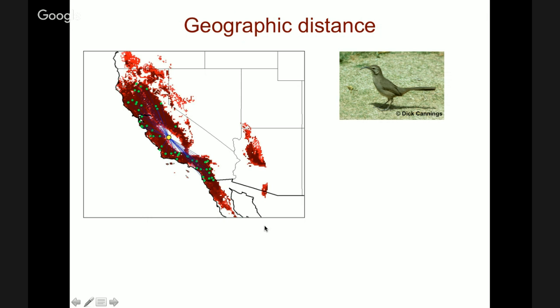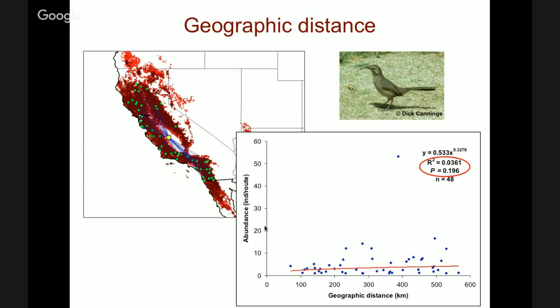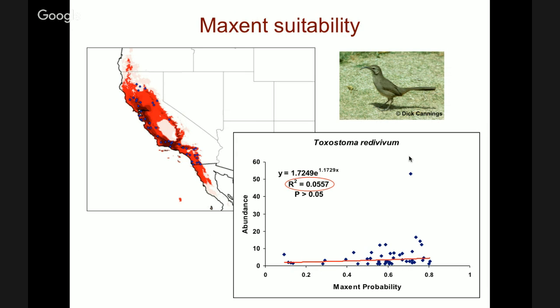Then we compared this relationship in the geographic space too. We calculated the geographic centroid and then related it to abundance, and we found a very weak relationship between these two variables. And also we modeled the distribution of the California thrasher with Maxent, and regressed the output of Maxent, the probability of occurrence, against abundance, and we found basically no relationship. So in other words, Maxent was unable to predict the abundance of Toxostoma.